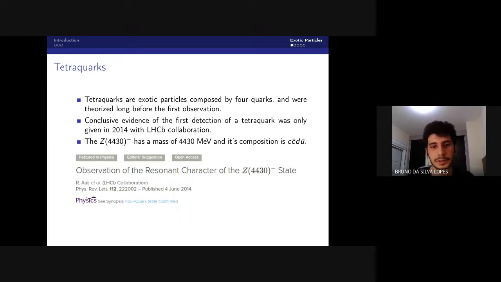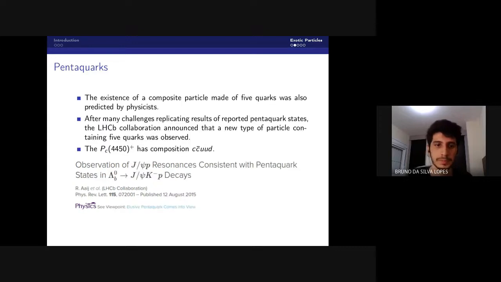The particle that was observed was the Z tetraquark. It has a mass of 4,430 mega electron volts, and it's composed of a charm, anti-charm, D, and anti-U quark. So observe that it's made of a charm and anti-charm pair, which we'll come back to later. Below you have the headline of the paper that was published.